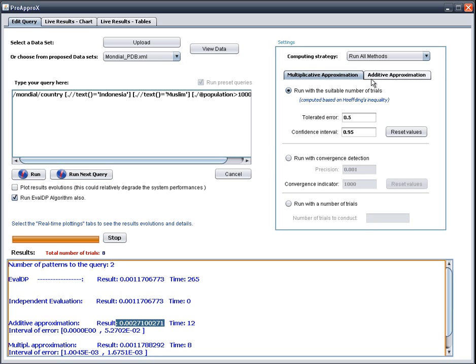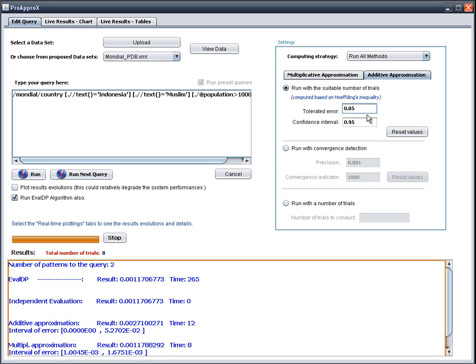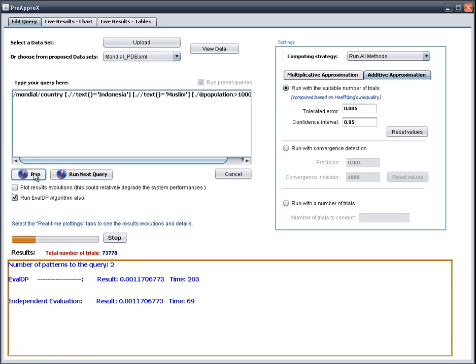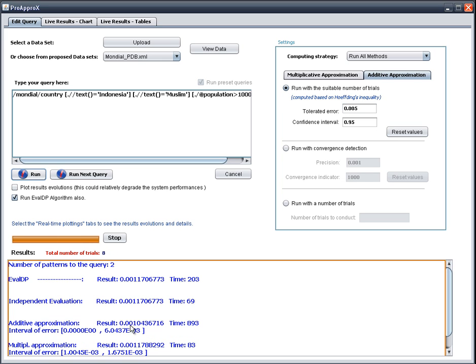Here, we can refine the precision for an additive approximation, change the error from 0.05, for example, to 0.005, and rerun the query. The convergence is obviously possible, but slower. The next query is a 5-node query. Independent evaluation is not possible, and the performance of additive and multiplicative approximations was comparable.